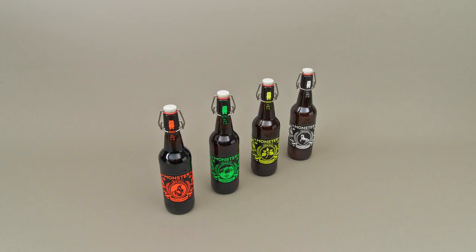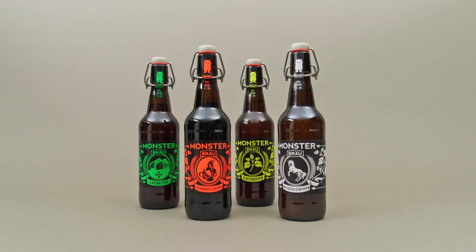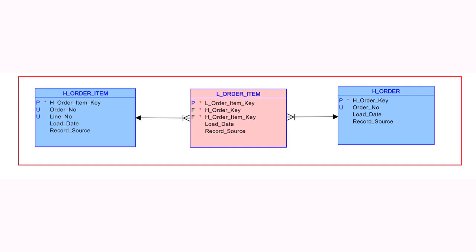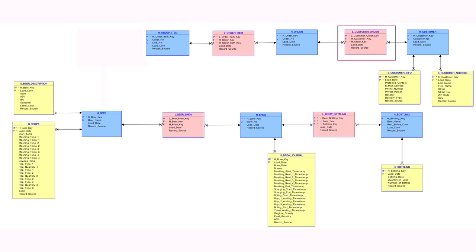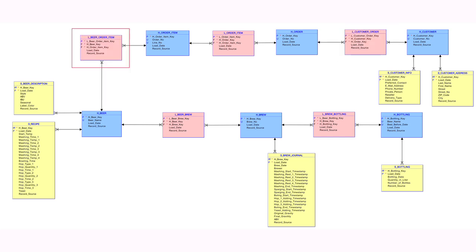A customer orders a selection of different beers. Each type of beer has an individual price. Orders and order items are typically separate hubs in a Data Vault model connected with a link. The order is connected to the customer with another link. Each type of beer is a separate order item. The delivery date, the number of bottles, the price per bottle, and the total price are stored in a satellite attached to the order line.